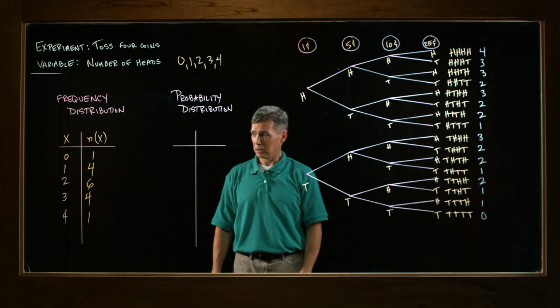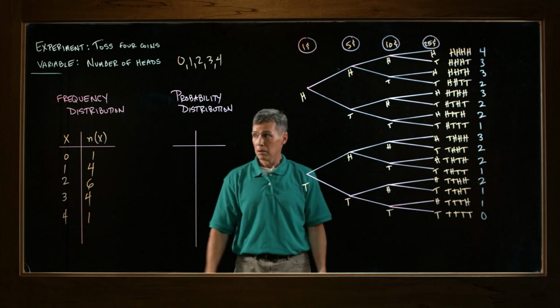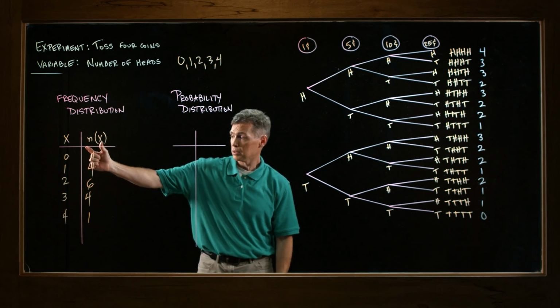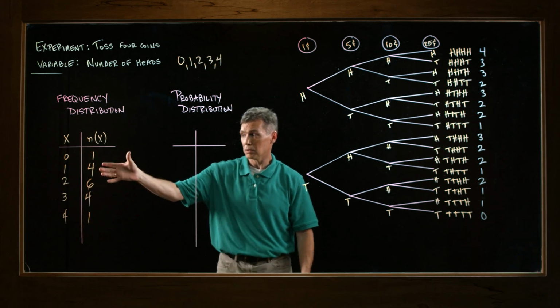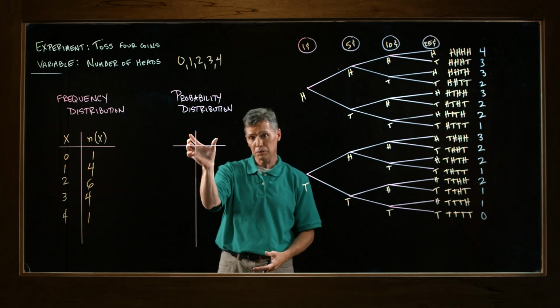So quick breath, because that's the answer to the first half of the problem. It took quite a bit of work. But our frequency distribution lists all the different values that x can be and the corresponding frequency to each. And now we move on to the probability distribution.